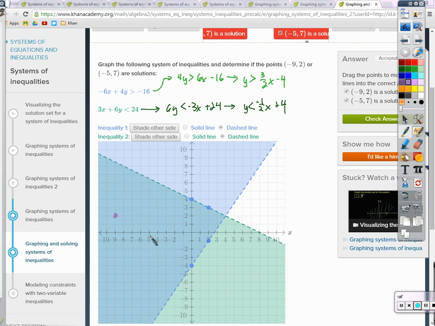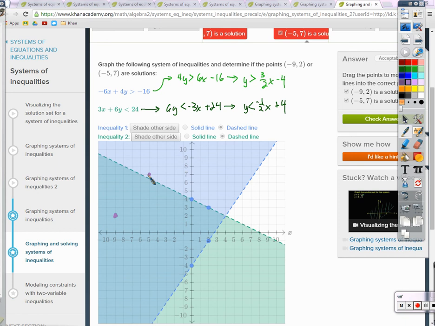(-5, 7). Right there. Solution? Nope. Doesn't look like it, no. Okay. So let me throw out some more points. How about an easy one, like (6, 2)? Is (6, 2) a solution? It's like super not a solution. Why would I say super not a solution? It's not in the shaded area. Not a solution either one. It's not in the shaded area of either one of those.